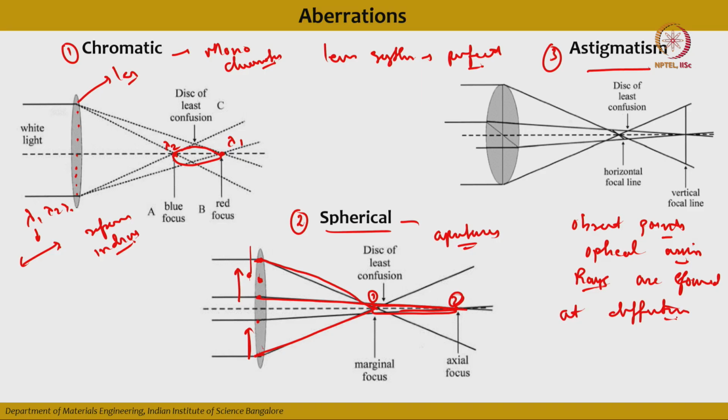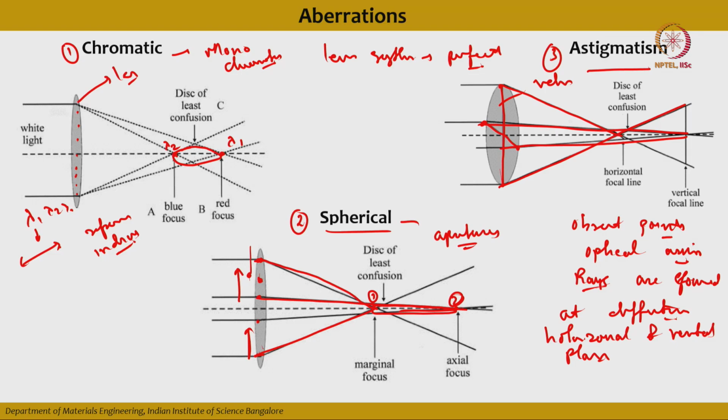At different locations, if you take the horizontal and vertical planes, it means that the rays from this position will have a focal point here, and the rays in this position, which is the vertical plane, this is the horizontal plane, the focal point will be somewhere else. This is called astigmatism.